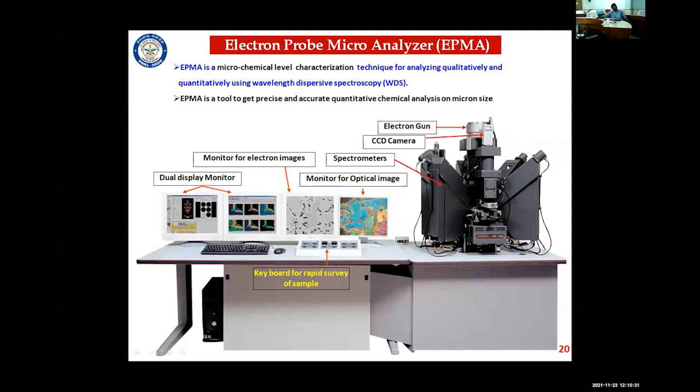Okay, so the photograph of the EPMA is shown here, where you have some kind of electron gun, and we have the CCD camera and other things. We have the spectrometers. Then these are the monitors for the optical images, and this one is for the electron images, and also this is a monitor where we can see whatever mounts you are keeping inside. Suppose you are keeping 4 mounts, you can even see on the monitor which is sample 1, 2, 3, 4.